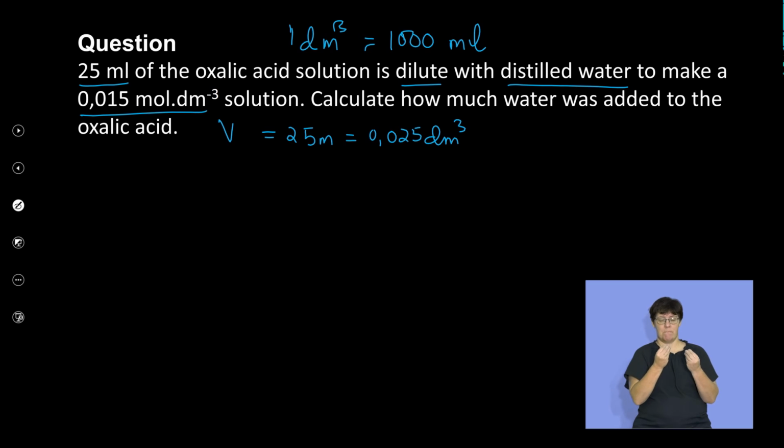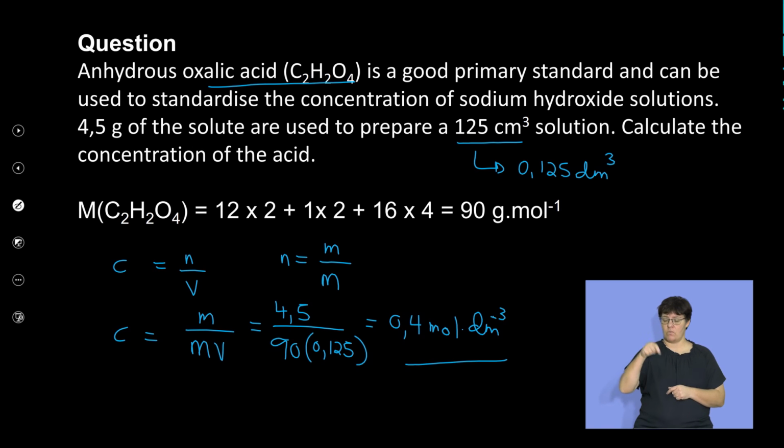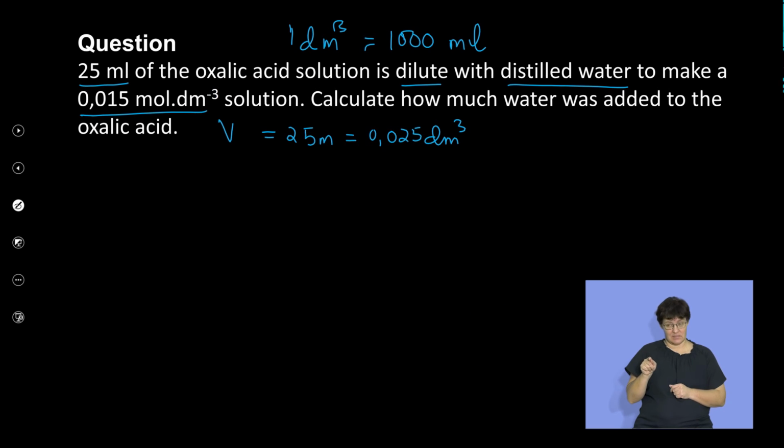So what do we know? We know that the concentration of this acid, we have managed to calculate and got 0.4 moles per cubic decimeter. Now, that solution is diluted with an unknown volume of water to give a new concentration of 0.015. So that's why the concentration has decreased, because we have diluted. But what remains the same is the number of moles. Now the question demands us to calculate how much water was added to the oxalic acid. So this question is basically about dilution.